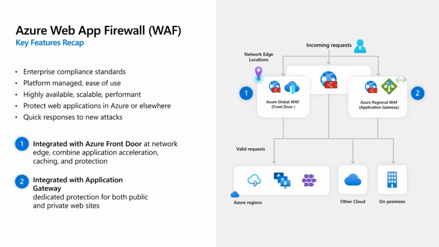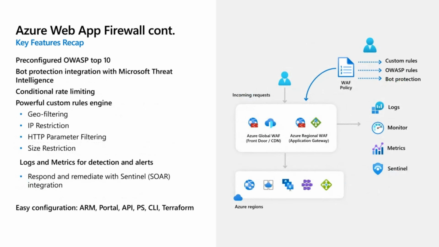Now, if you look here, Azure WAF comes in two variants. The first one is at the Azure Front Door level. So it is seamlessly integrated with Azure Front Door at the network edge, combining application acceleration, caching, and robust protection. And then the second variant is the integration with App Gateway. This one offers dedicated protection for both public and private websites, ensuring comprehensive security against cyber threats, more tailored towards regional deployments, right?